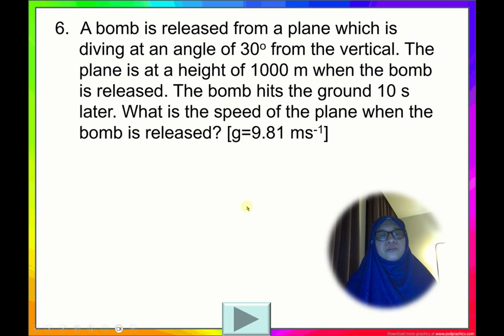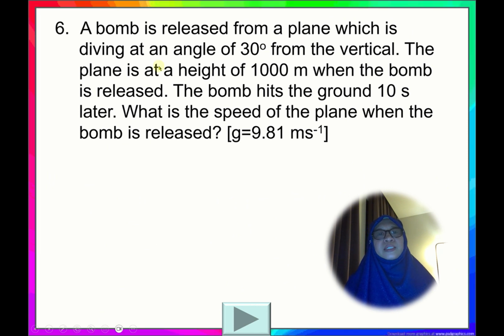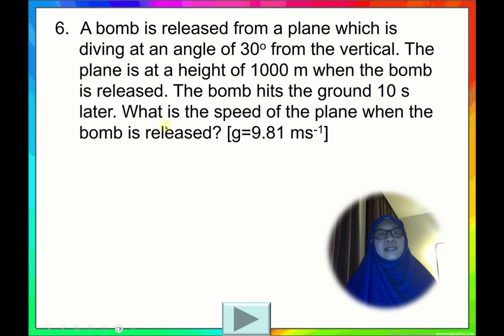Then we go for question 6, the last question for tutorial 5. A bomb is released from a plane which is diving at an angle of 30 degrees from the vertical. The plane is at a height of 1000 meter when the bomb is released. The bomb hits the ground 10 seconds later. What is the speed of the plane when the bomb is released? The g we use is 9.81 meter per second squared.